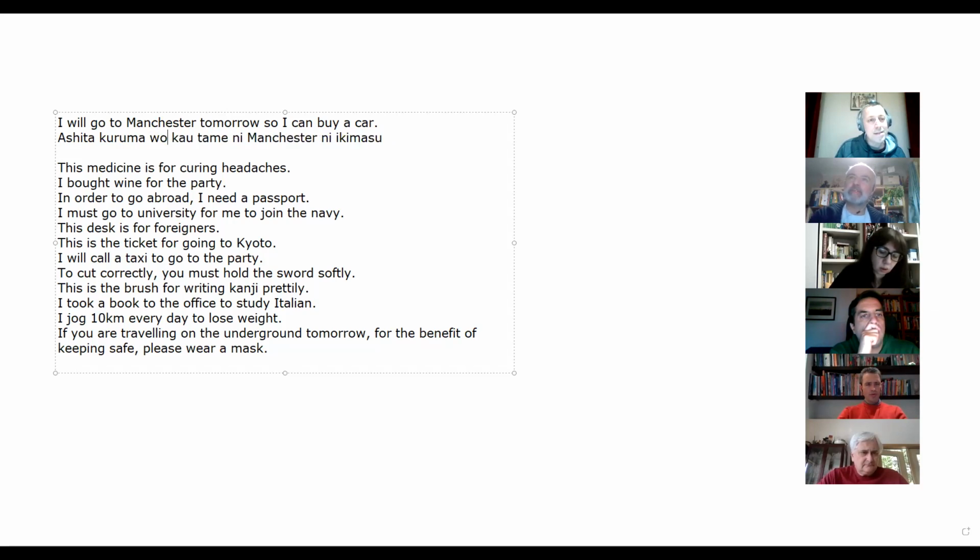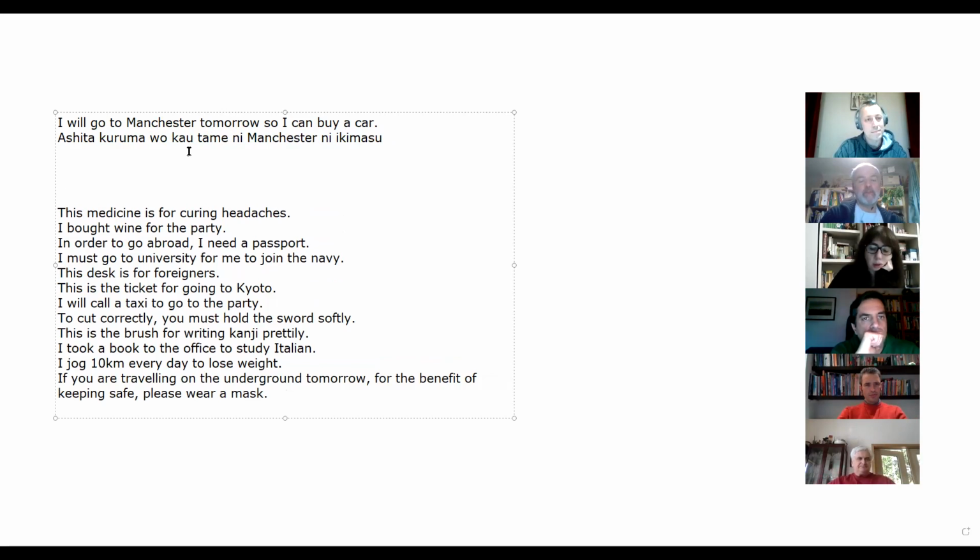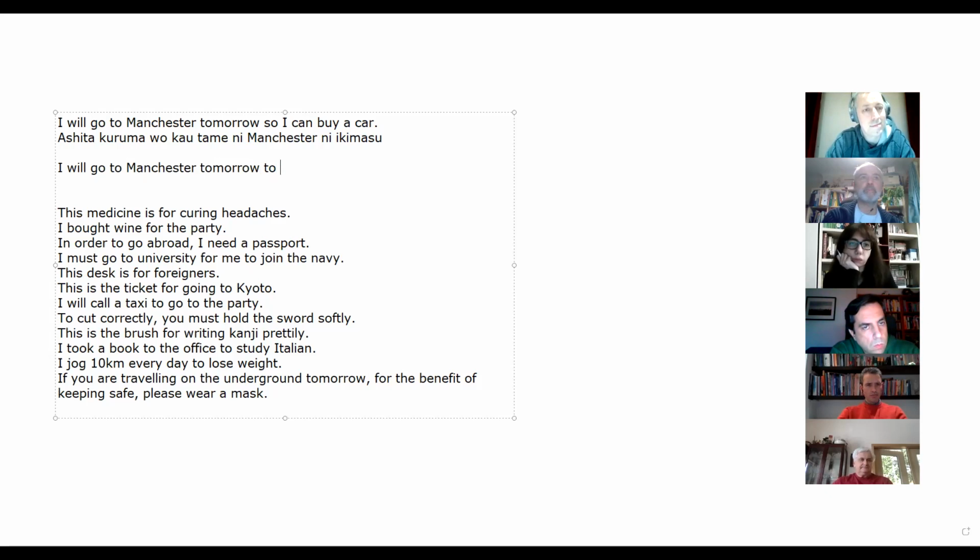One of the biggest differences between tameni and yoni is best expressed in the way that we say it in English and probably in your own languages as well. So at the moment, this sentence looks quite complex. So I can buy a car. What we would normally say is, I will go to Manchester tomorrow, and then very simply, to buy a car.